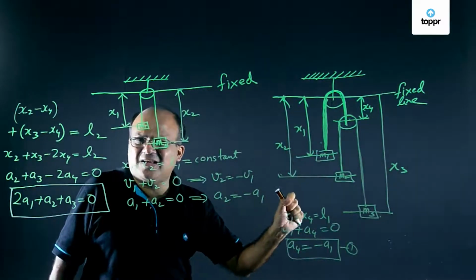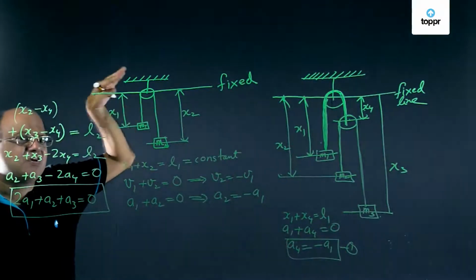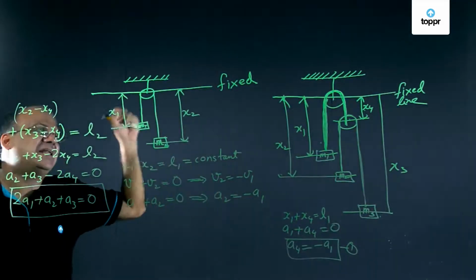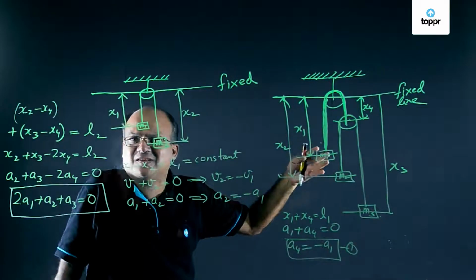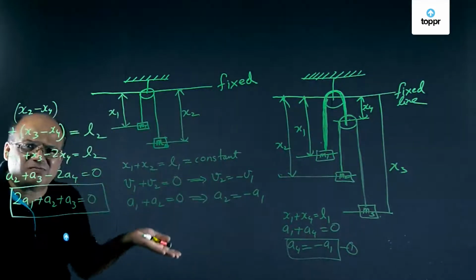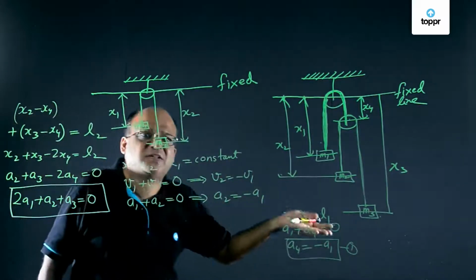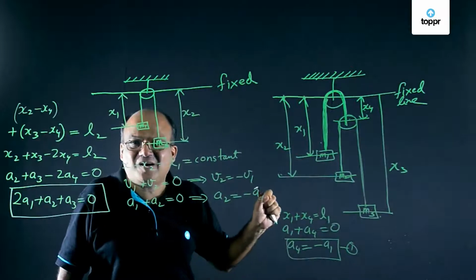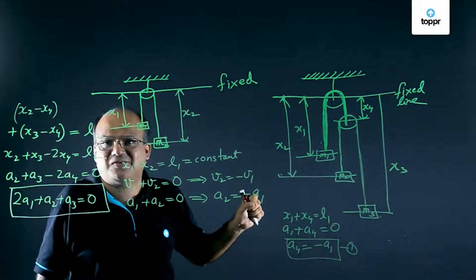Very easy. Important thing to remember, always measure distances from the topmost pulley, and as the masses move, the length of each string remains constant. So we write those equations. If we differentiate once with respect to time, we get the velocity relationship. If we differentiate twice with respect to time, we get the acceleration relationship. This is how we apply constraint equations to solve problems.